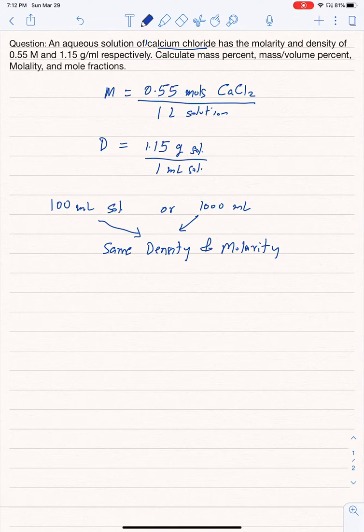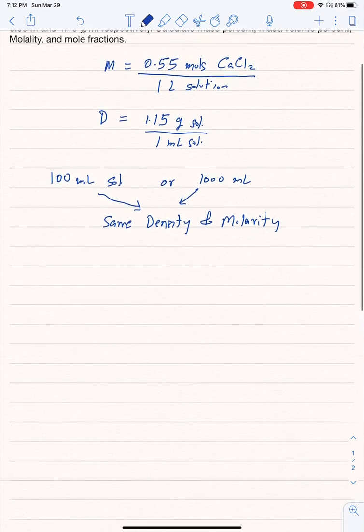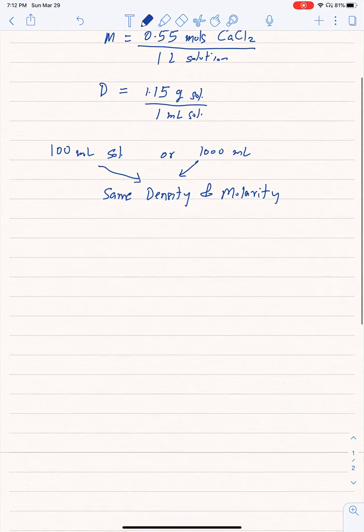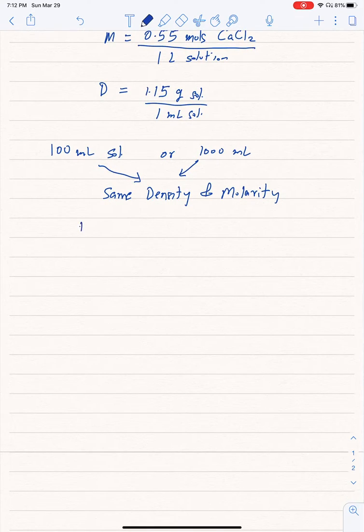So to keep calculations simple, I like to start out with 1000 milliliters of solution. 1000 milliliters of solution is going to be the same as 1 liters of solution. You want to make sure you can go back and forth from milliliters to liters of solutions quickly.